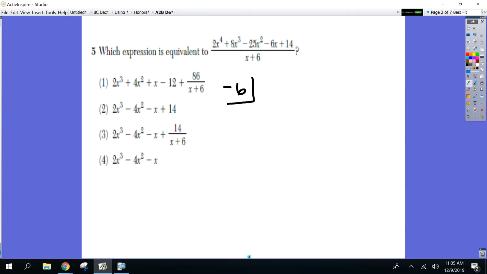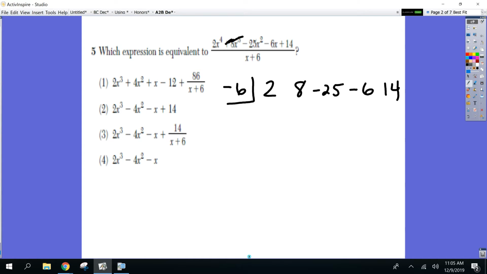And then along to the right of it, you start listing out some numbers. They come from your numerator, the numbers in front, the coefficients. So start listing them for me here. What do we have? 2, 8, negative 25, negative 6, and 14.